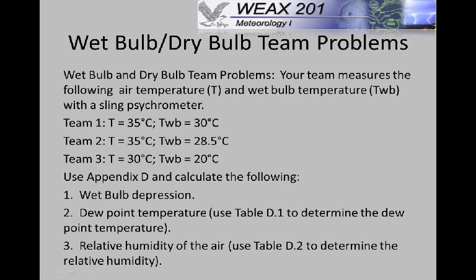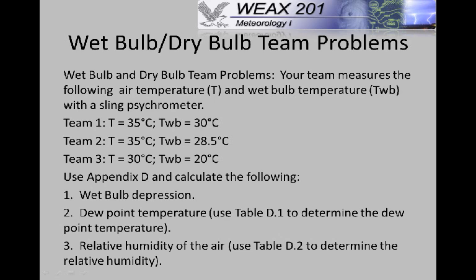The next problem looked at the wet bulb, dry bulb temperatures for 3 teams once again. Your teams were measuring the following air temperatures and wet bulb temperatures using a sling psychrometer. In Team 1's case, you had a 35 degrees Celsius dry bulb temperature with a 30 degrees Celsius wet bulb temperature. Team 2 is 35 and 28.5 on the wet bulb and temperature. And Team 3 had a 30 degrees Celsius temperature with a wet bulb temperature of 20 degrees Celsius.